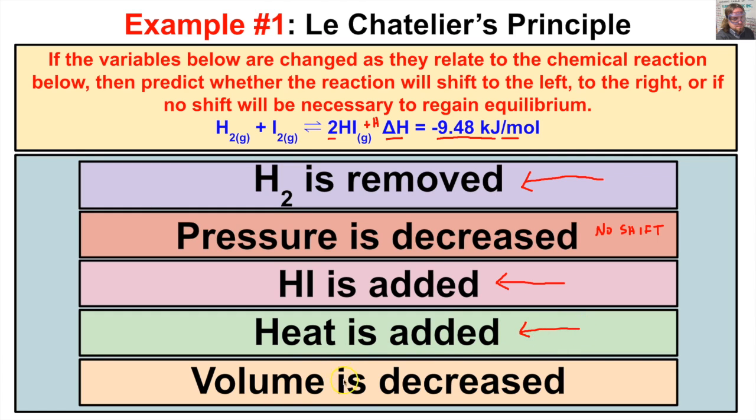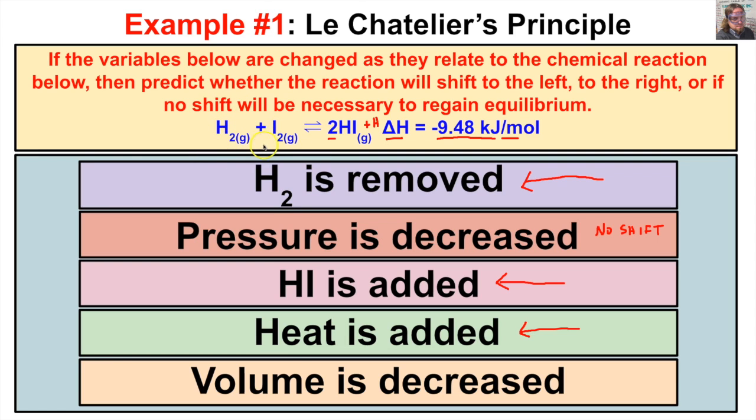What about this last one here? If we decrease the volume of our container, well, if we decrease the volume according to Boyle's law, right? If we decrease the volume, then the pressure of these gases is going to increase. And according to Le Chatelier's principle, the reaction is going to shift in the direction where there are more moles of gas. But once again, we have 2 moles of gas here, and we have 2 moles of gas here. We have 1 mole of gas here and 1 mole of gas here.